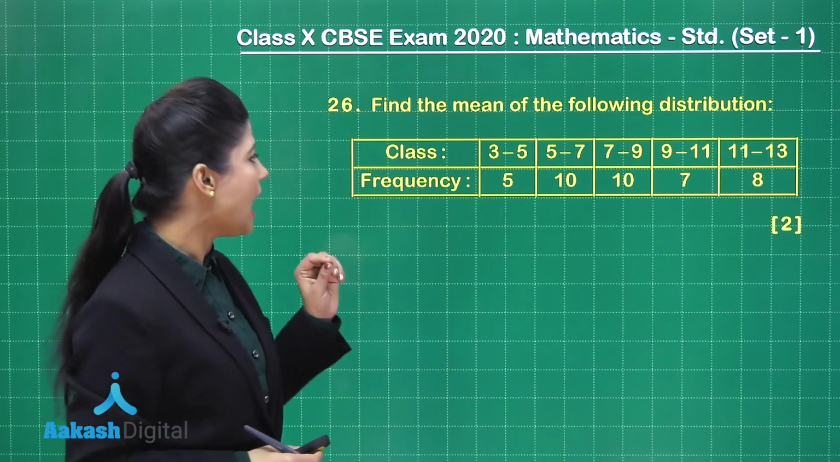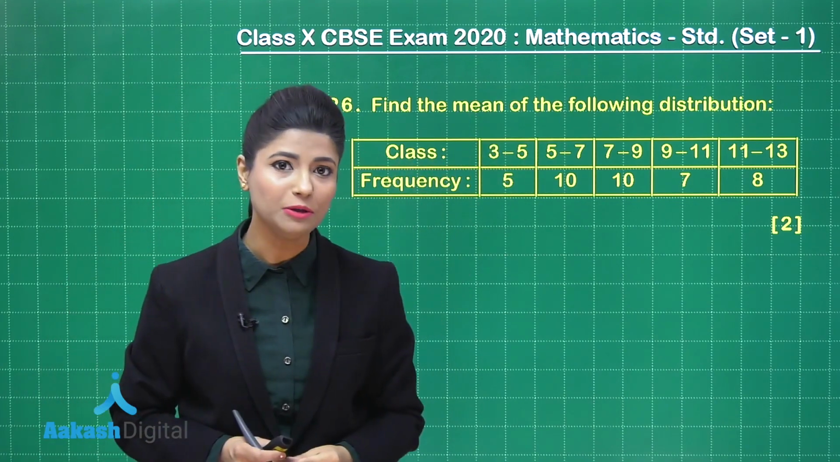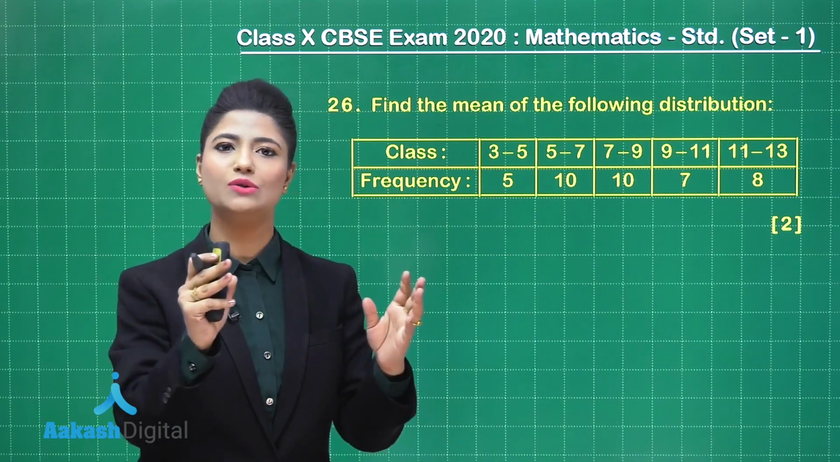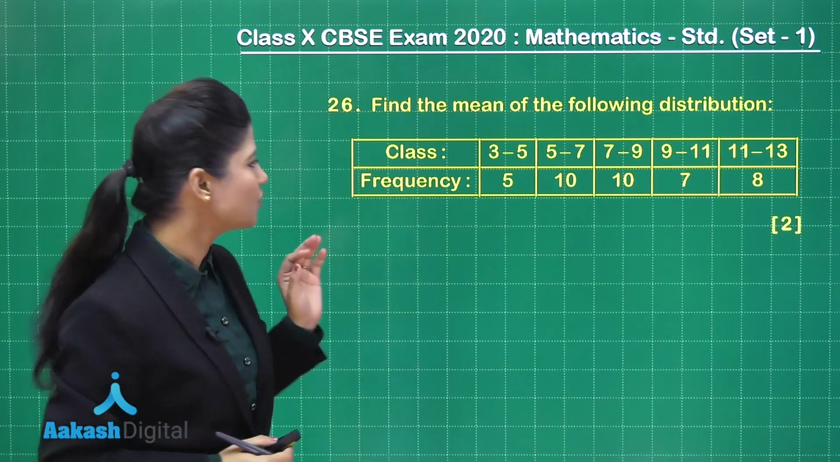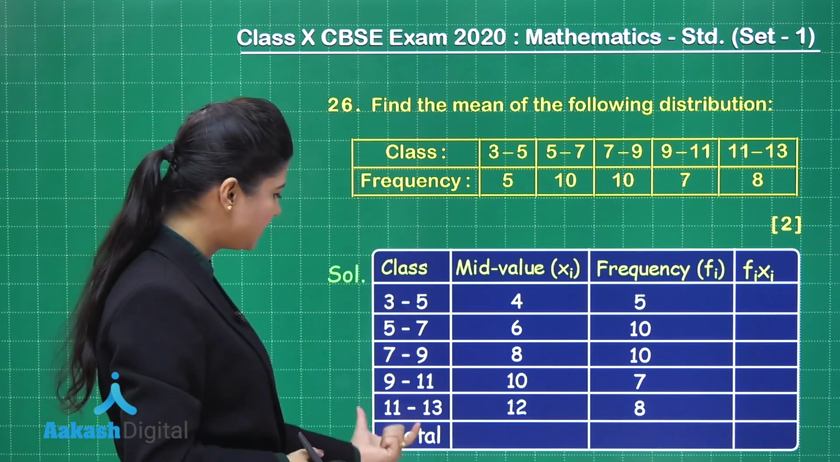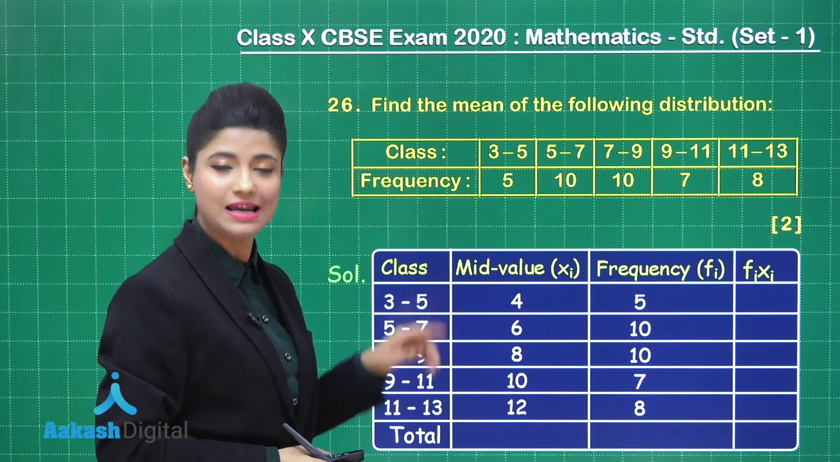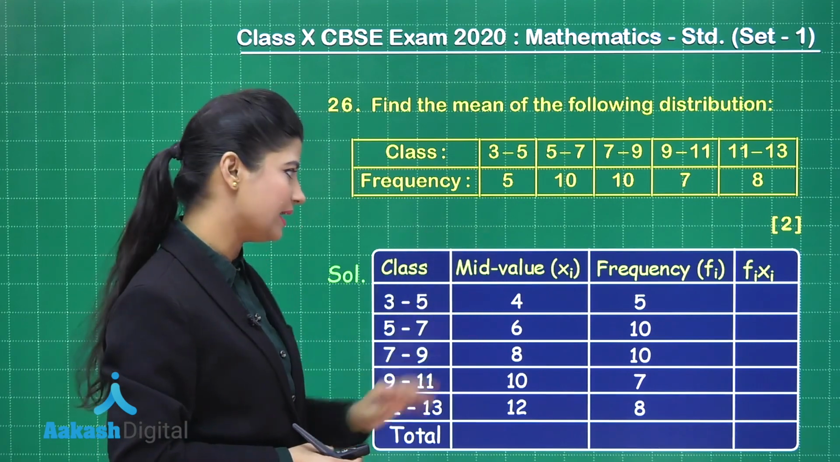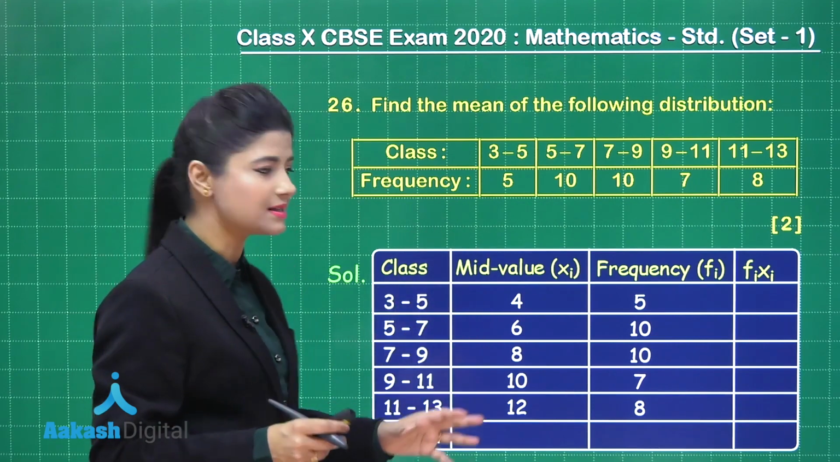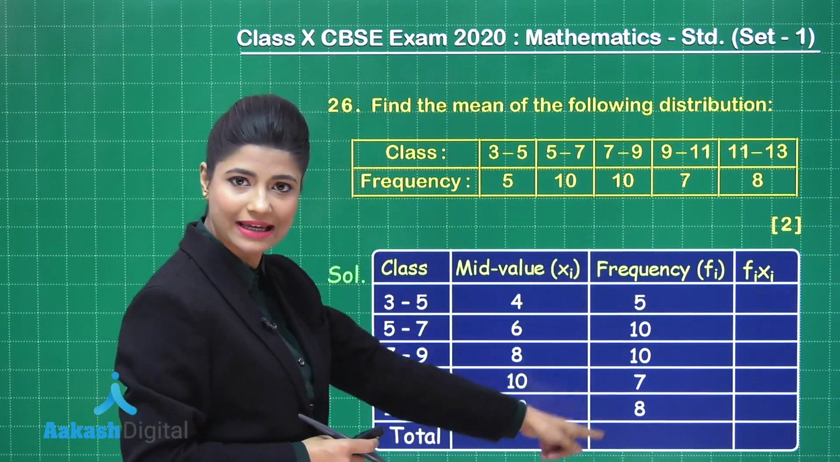But for that, I'll be needing the midpoint of each and every class. How do we obtain the midpoint? You take the upper limit plus the lower limit and divide it by 2. So very first, let's reconstruct this frequency distribution table where I have these classes and I have obtained the midpoint of each and every class and denoted it as xi, that is the midpoint of the ith class. And here I have the frequency denoted as fi, the frequency of the ith class.